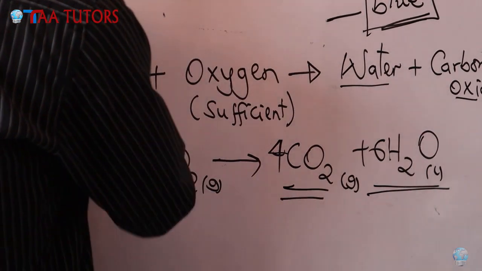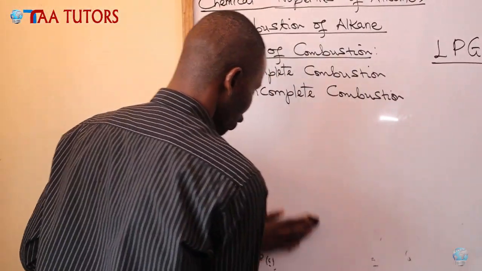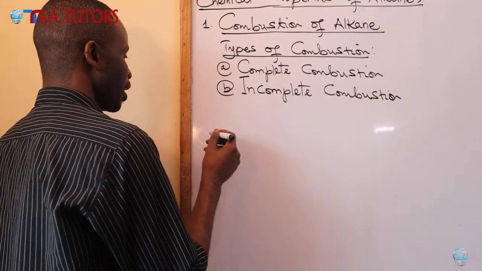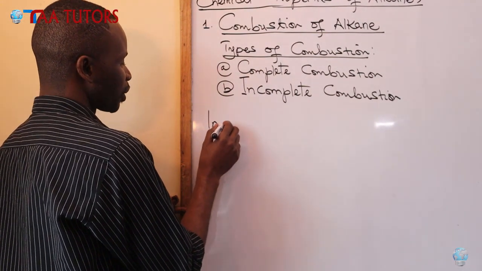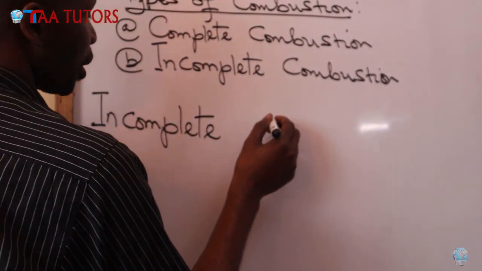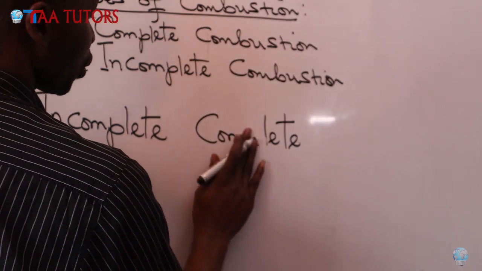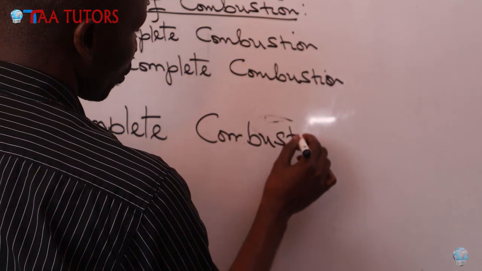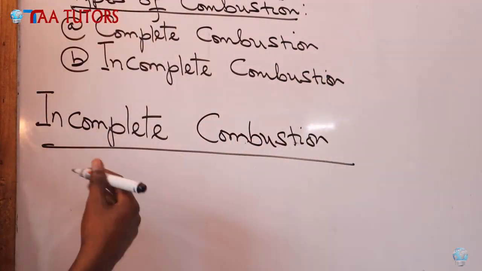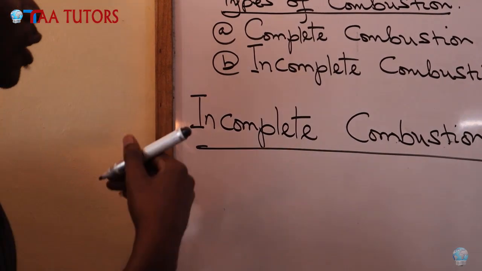Now let's look at what we call incomplete combustion. Incomplete here means that combustion is not taking place fully. It's not taking place fully because something is missing. That something that is missing is usually oxygen. The amount of oxygen determines whether we are going to have complete or incomplete combustion. Now, incomplete combustion, because we said that there will be insufficient oxygen, means that the carbon atoms in the alkanes will not be burning fully. Some will be going out unburnt.